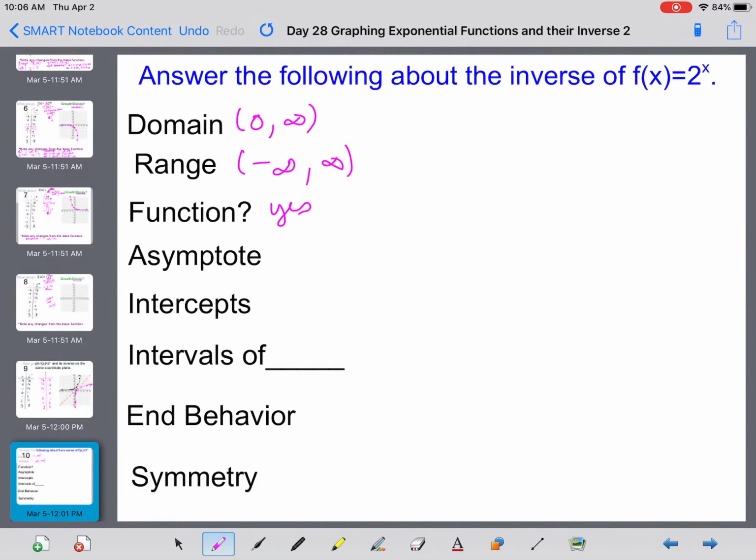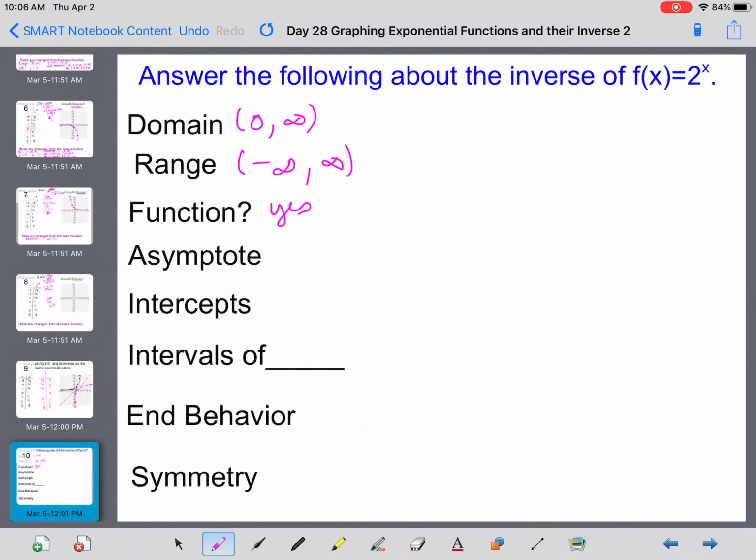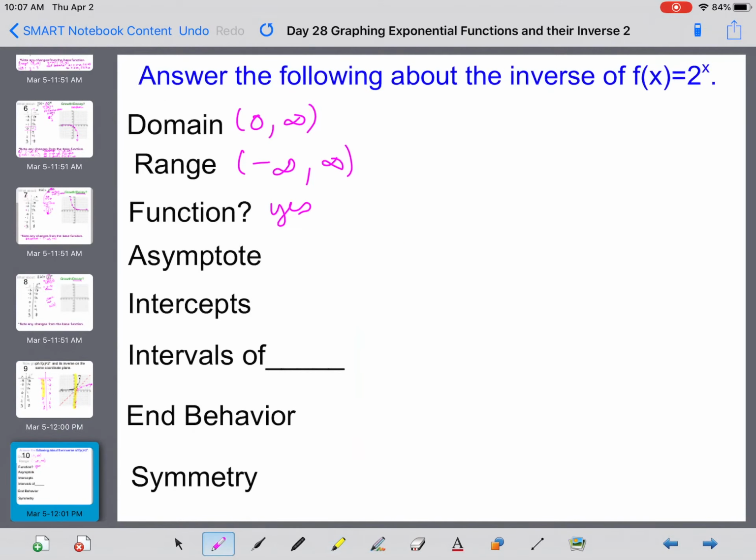This is still a function. Notice our exponential is a one-to-one function. It's passing the horizontal line test, and my new function, my pink one, the inverse, is still a function. So yes, it's a function. Now, what happened with my asymptote for this one? The asymptote here is now an x equals line. It's now x equals 0. My x values are going to get closer and closer and closer to 0, but never actually reach 0.